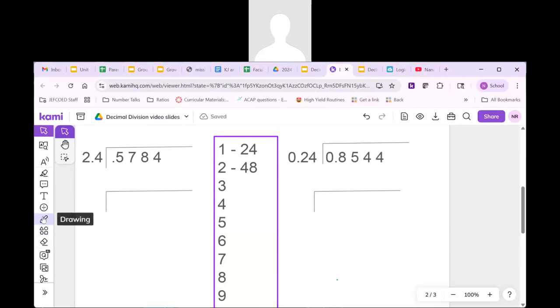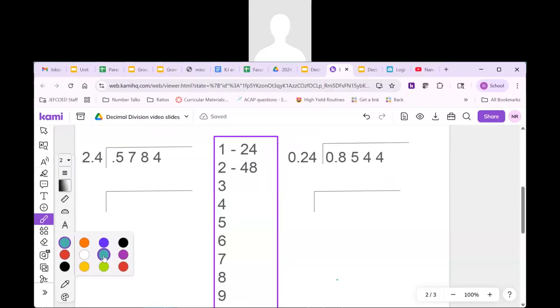Let's use a different color because I'm getting bored with the aqua. We'll do some crimson.